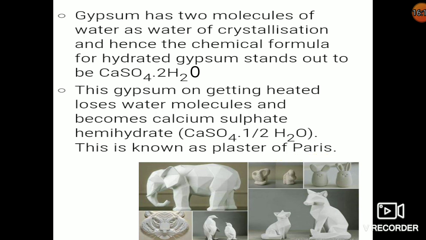The name of this compound is plaster of Paris. This is commonly known as plaster of Paris, and the chemical name is calcium sulfate hemihydrate. Half is hemi, okay, hemihydrate. So in plaster of Paris, water of crystallization is half, and in gypsum, water of crystallization is 2. See, the salt is the same. In gypsum also you are getting calcium sulfate, and in plaster of Paris also you are getting calcium sulfate. But the difference is the water of crystallization. In gypsum it is 2 and in plaster of Paris it is half. Hemihydrate in plaster of Paris.